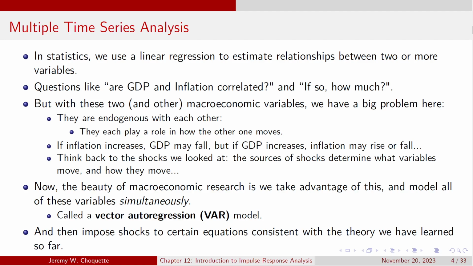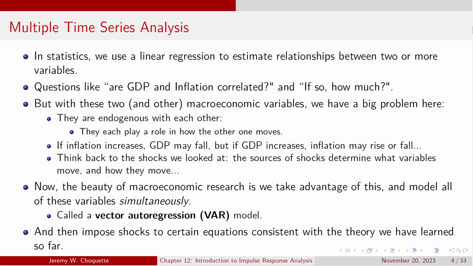So if you've got GDP and inflation, you'd have an equation for GDP and an equation for inflation, and they're functions of each other's lag. So current inflation would be a function of last period's inflation and last period's GDP, and the same would hold for GDP with inflation. Now, because these are estimated equations, right?